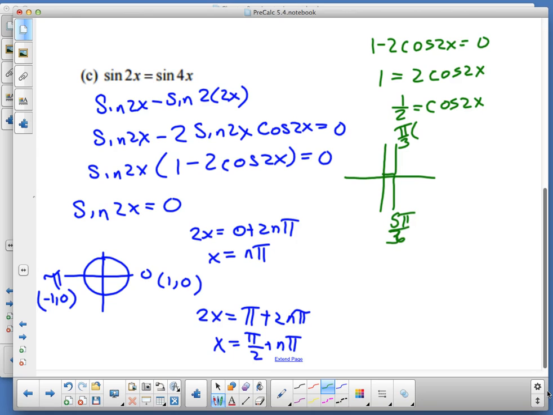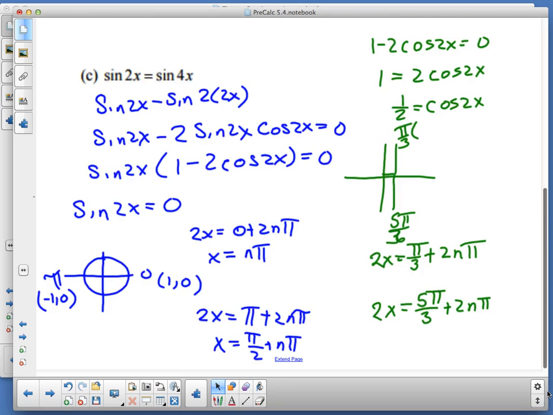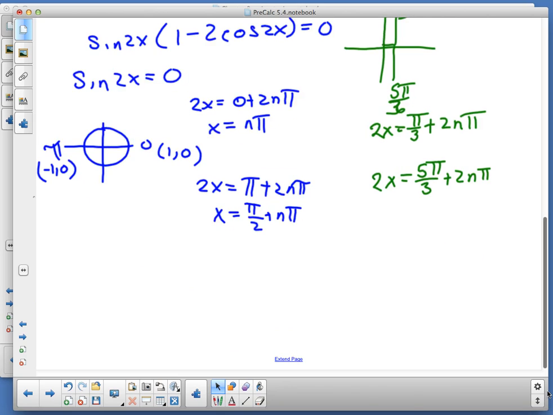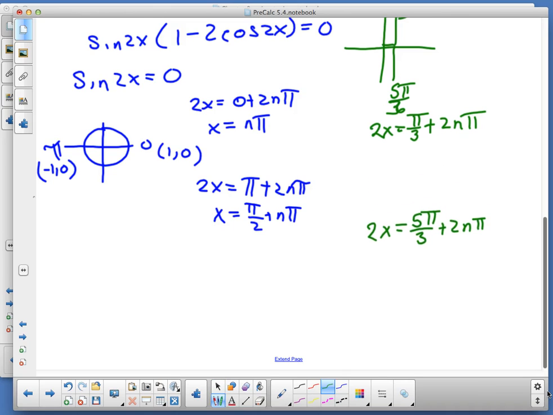So as we go through, I've got 2x is equal to pi over 3 plus 2n pi. And I've got 2x is equal to 5 pi over 3 plus 2n pi. And as I'm stepping through those, I'm still looking at the idea that I've got to solve these two. So I've got x is equal to, dividing by 2, multiplying by half, pi over 6 plus n pi. And I've got x is equal to 5 pi over 6 plus n pi.